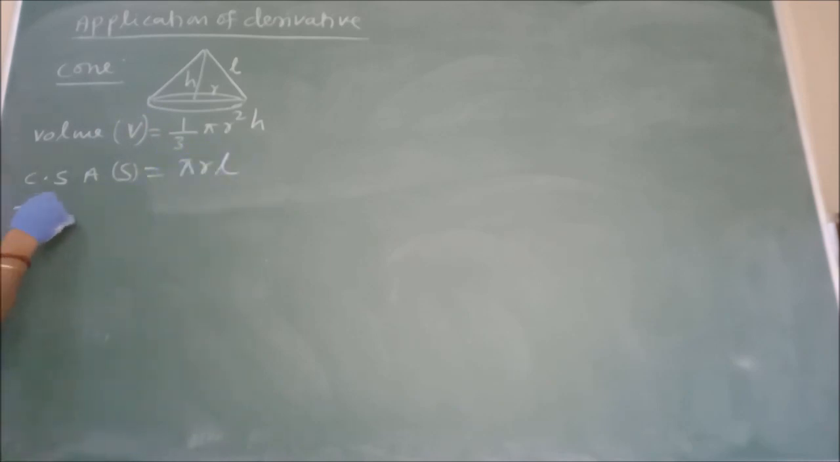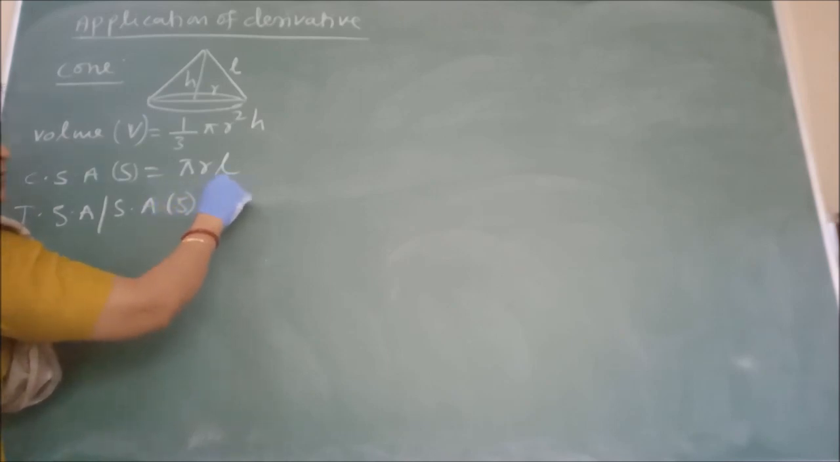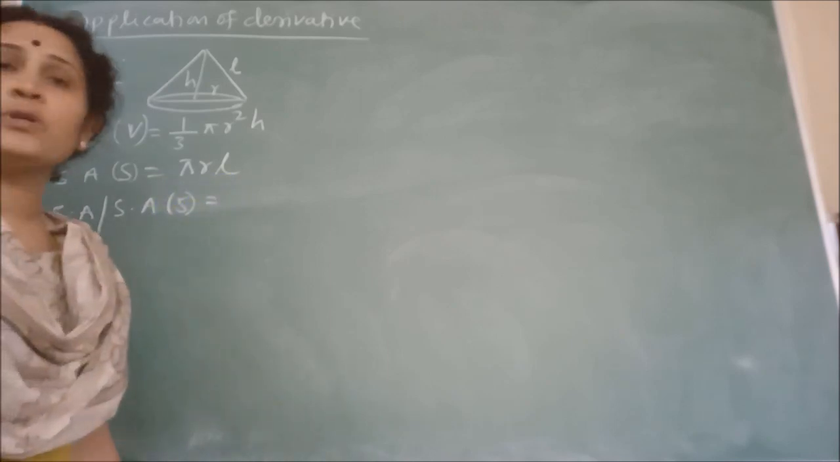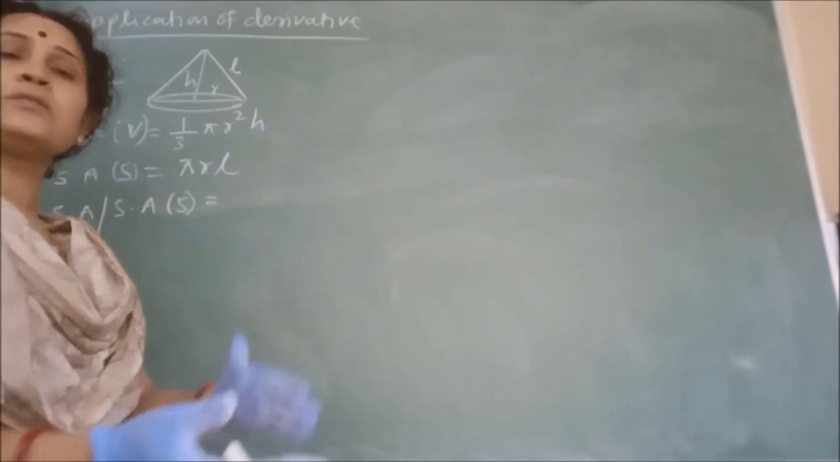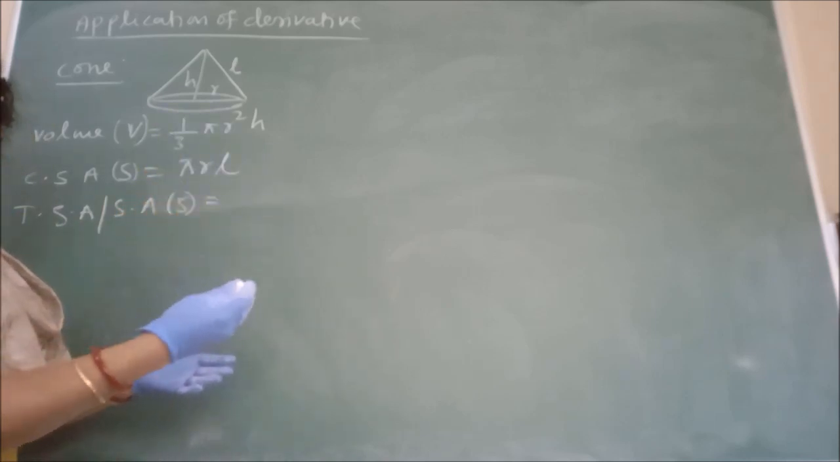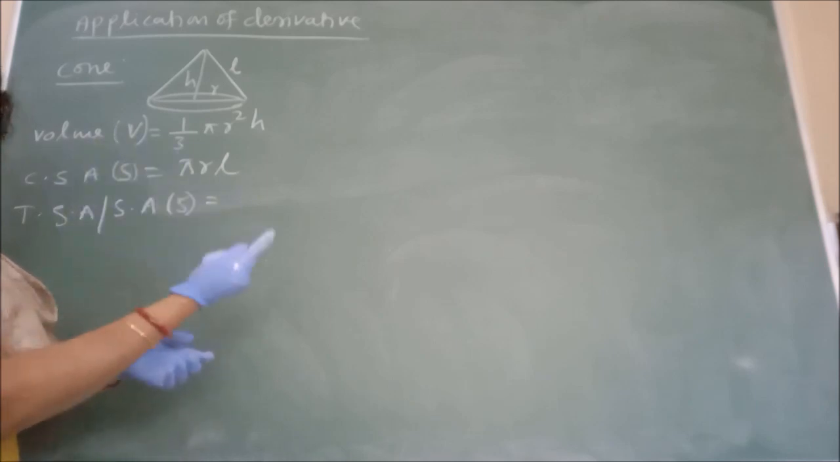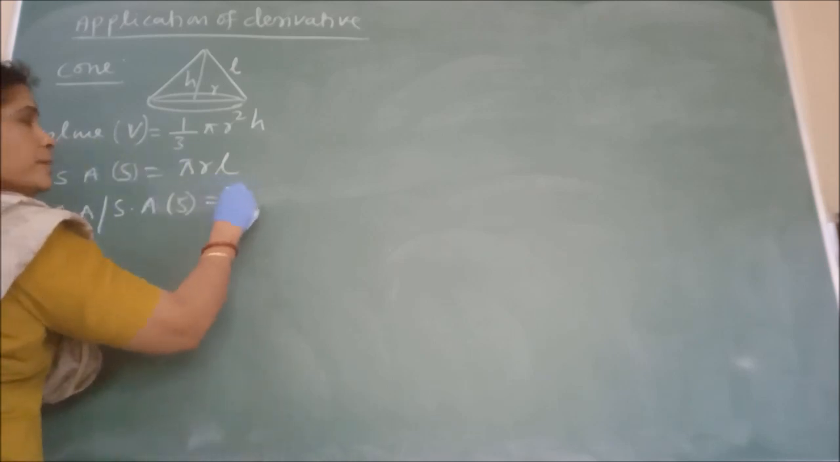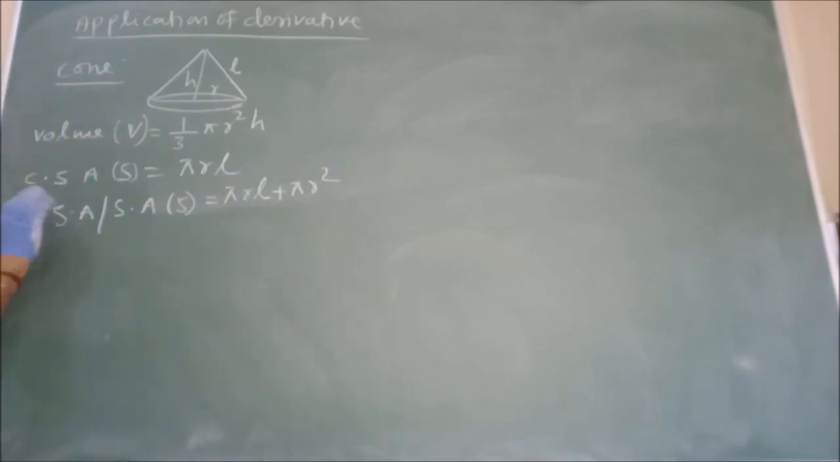Now, total surface area, or otherwise simply we say surface area, is also denoted by S. What is the meaning of total? Curved surface plus the top area and bottom area is called total surface area. Just imagine a cone, an ice cream cone. The bottom is an upper circle shape, so the curved surface is pi r L plus pi r square. That is a cone.